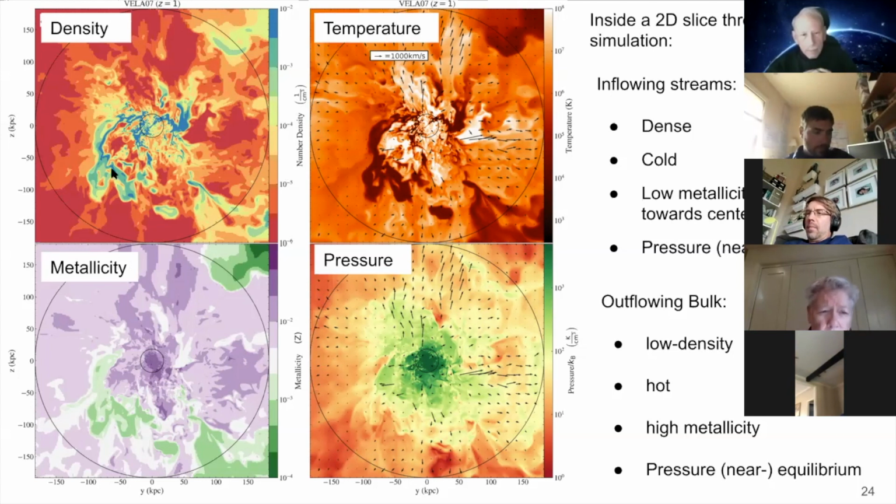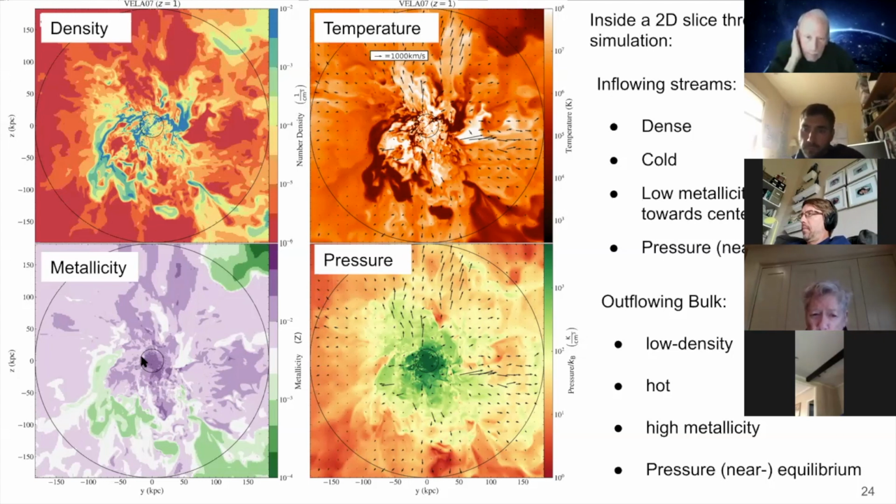On the top left, we've got the density of gas. This is just the number density of all gas, with blue being high density and red being low density. So we've got these dense streams. We can see in the temperature plot that those same streams are cold, versus the bulk, which is low density and hot. And we can see that the hot gas is outflowing at a speed of about 1,000 kilometers per second.